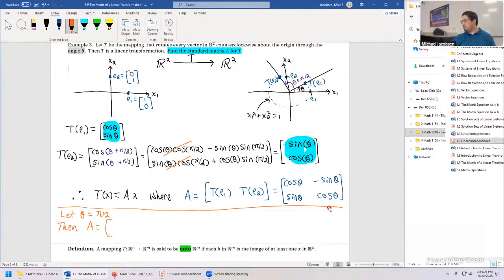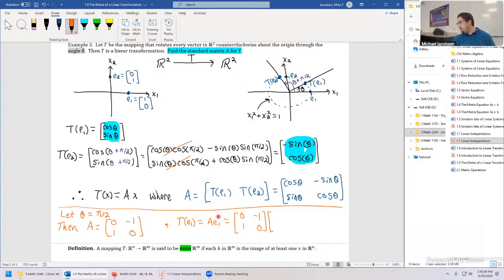Then A would be equal to cosine pi over 2, which is going to be 0. Sine pi over 2 is 1. Negative sine pi over 2 becomes a -1. And then cosine pi over 2 is 0. And let's check this out. Let's take T at E1 and see if we really move 90 degrees and end up here on the x2 axis. T at E1 is going to be A times E1, and it better be, because we said that's the big punchline here of defining this matrix. So A is going to be 0, 1, -1, 0.